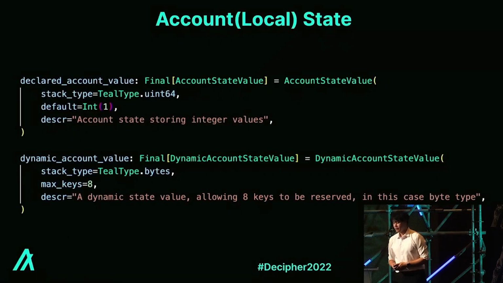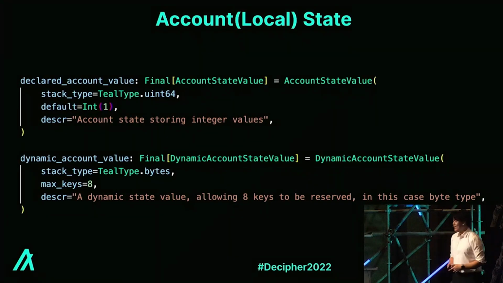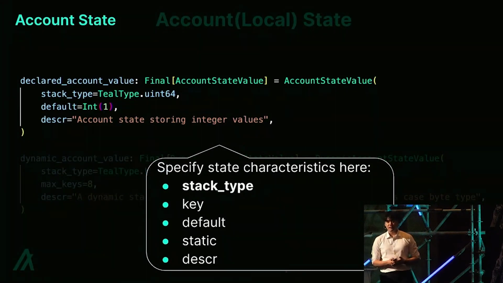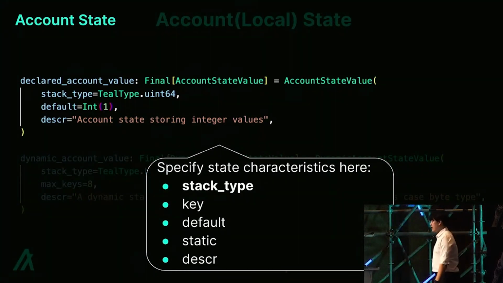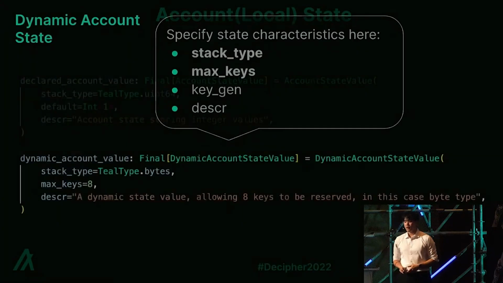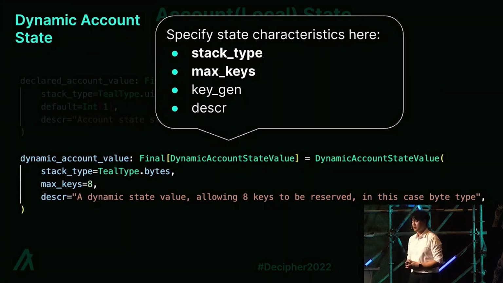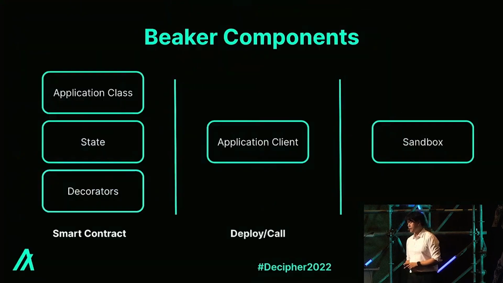Now moving on to local state, or in Beaker, account state. Same story here. You set up the account state the same way you would set up an application state. It has the same 5 characteristics, and all that's changing is instead of application state value, you're doing account state value. And same goes for dynamic account state. It has the same 4 characteristics, and you set it up the same way. And account state is also exposed to the API.